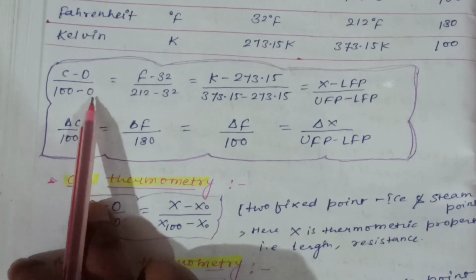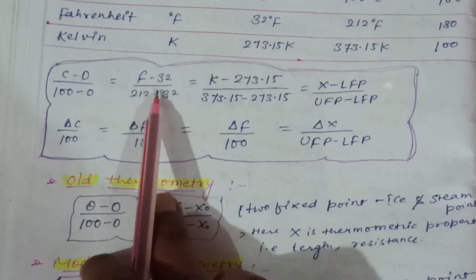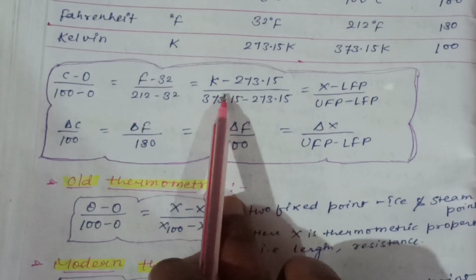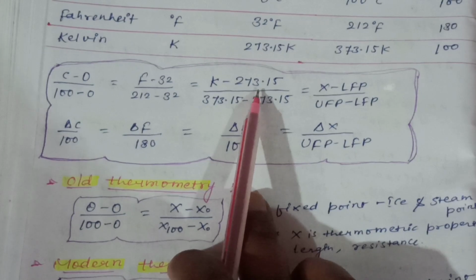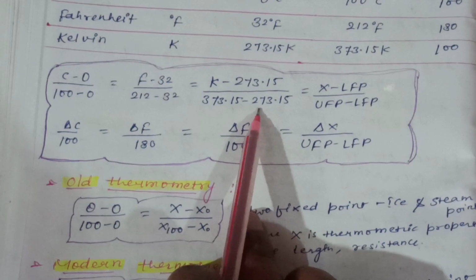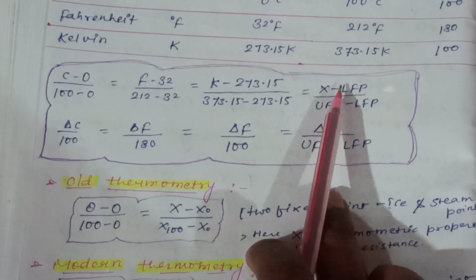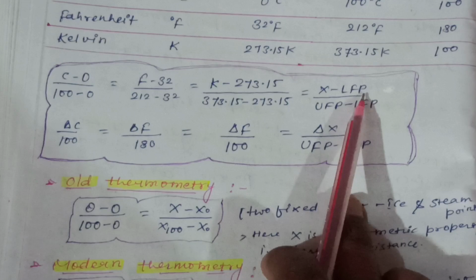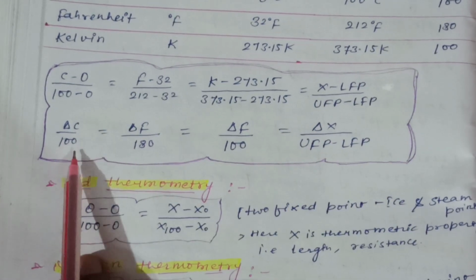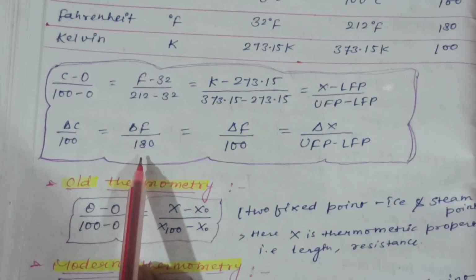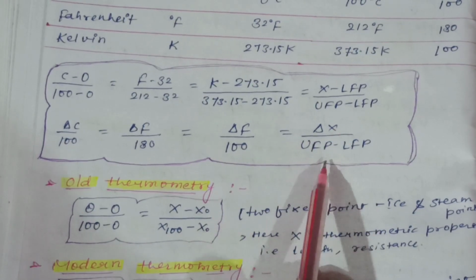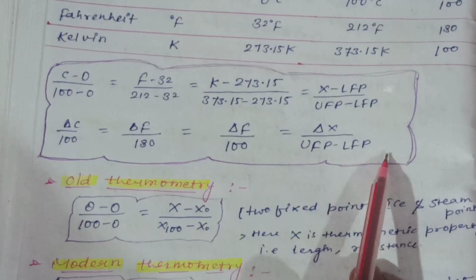(C minus 0) upon (100 minus 0) is equal to (F minus 32) upon (212 minus 32) is equal to (K minus 273.15) upon (373.15 minus 273.15) is equal to (X minus LFP) upon (UFP minus LFP). Delta C upon 100 is equal to delta F upon 180 is equal to delta K upon 100 is equal to delta X upon (UFP minus LFP).